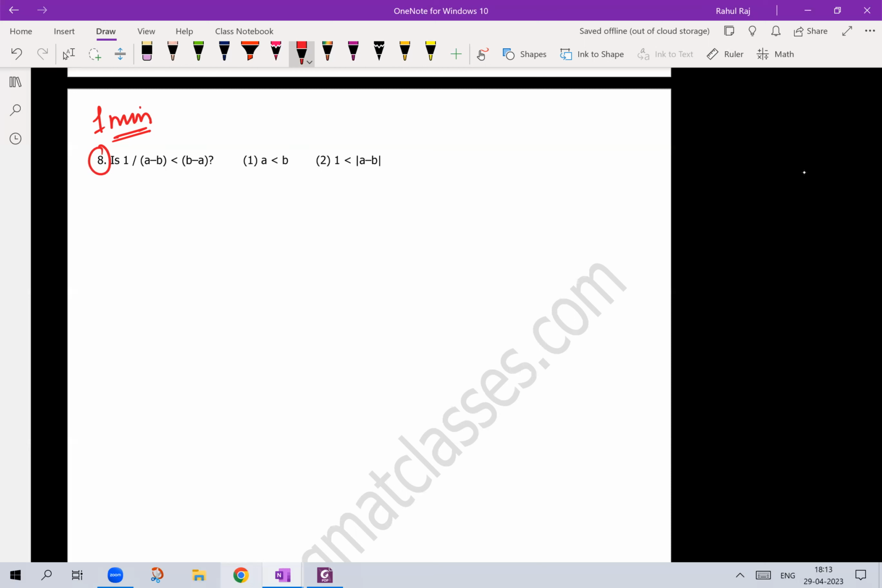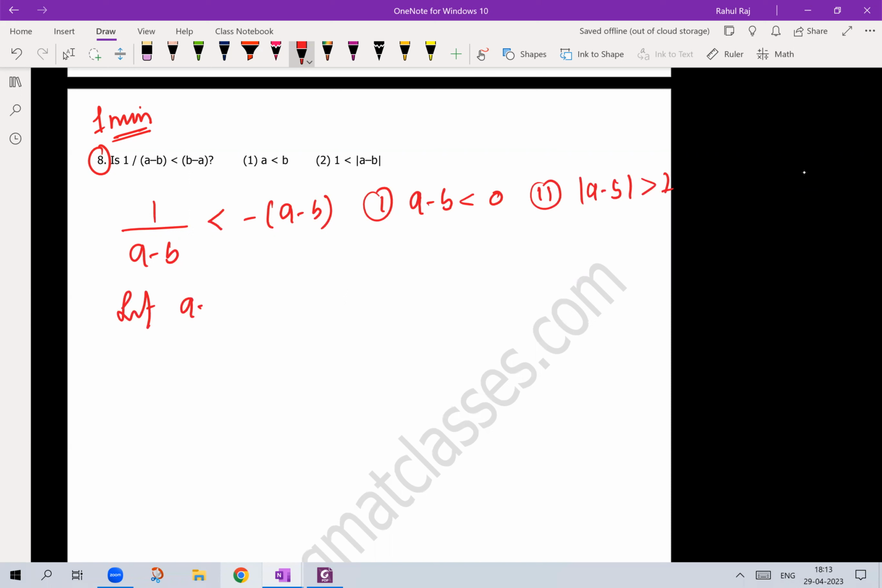When the expressions are the same from the question to the statements, you should 100% for your own convenience try and change it, because the question says is 1 over a minus b less than b minus a, which is nothing but negative of a minus b. Option number 1 says a minus b is less than 0. Option number 2 says mod of a minus b is greater than 1. You can straight away say, let's say a minus b is equal to x. Why should I even get into the a minus b term? So my question becomes is 1 by x less than negative x. Option number 1 says x is less than 0. Option number 2 says mod x is greater than 1.